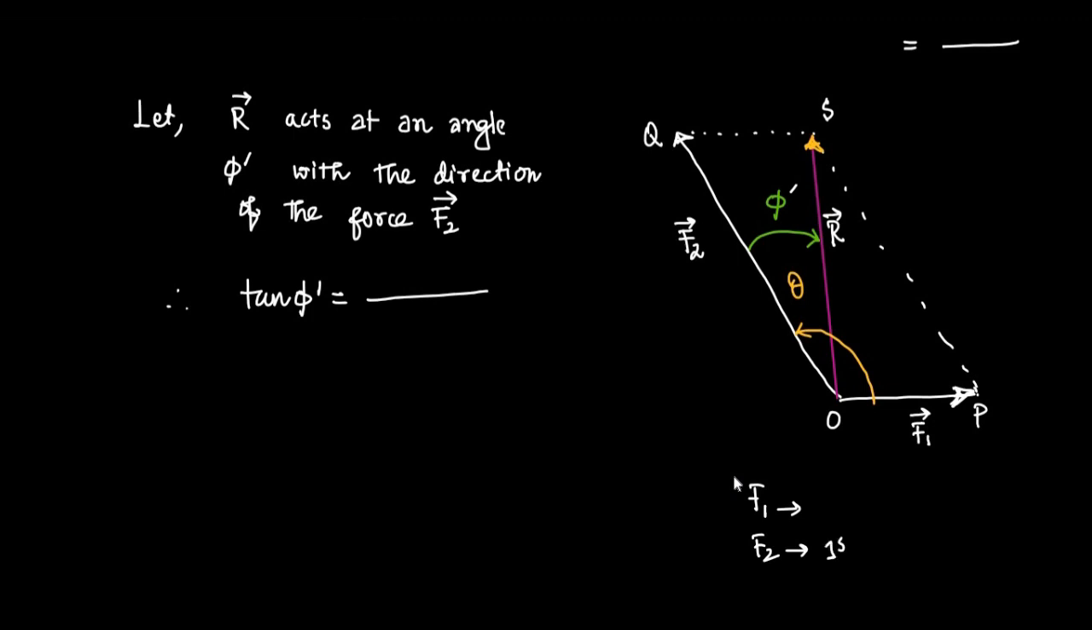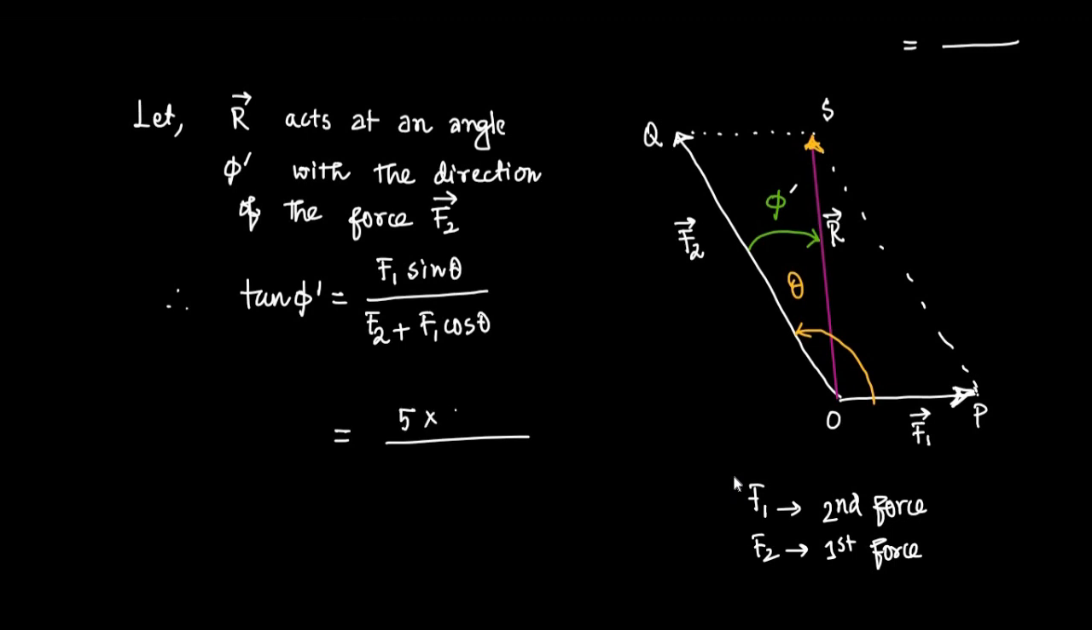As phi dash is measured with the larger force F2, that's why the larger force F2 is the first force and F1 is the second force. That's why tan phi dash is equal to F1 sin theta divided by F2 plus F1 cos theta. Now putting the expression, we get F1 is 5 Newton, that is 5 into sin 120 degree divided by 20 plus 5 into cos 120 degree.